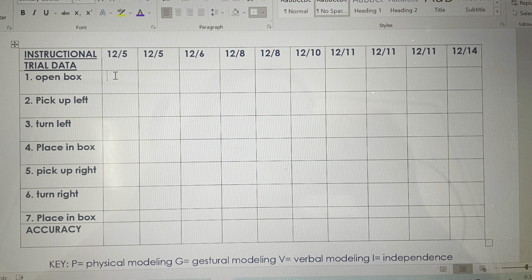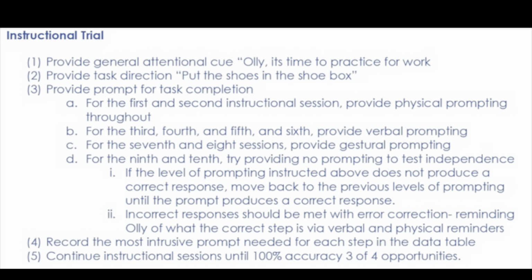This is the data sheet that you'll use to fill out for most to least. You'll label, using the key, what type of prompting you use for each of the steps, and then you'll calculate how much of it was done independently after each chain task. These are the steps of the operationalization for this task that you can look through, and I'll be going through one trial of this in the following clip.